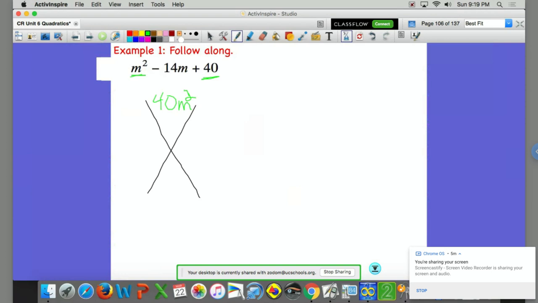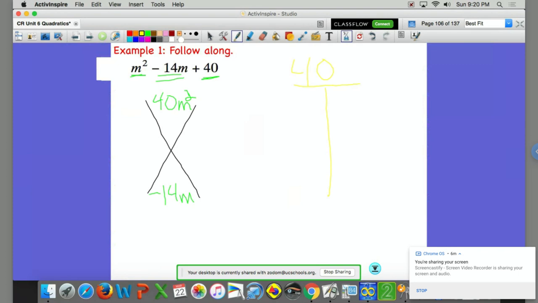And then the bottom of the x is your bx, which is just the negative 14m. Now, we've got to find the factors of 40 that will multiply to give me 40, but add to give me negative 14. And so you're saying, well, how is it going to add to give you negative 14? We'll dive into that in just a second.